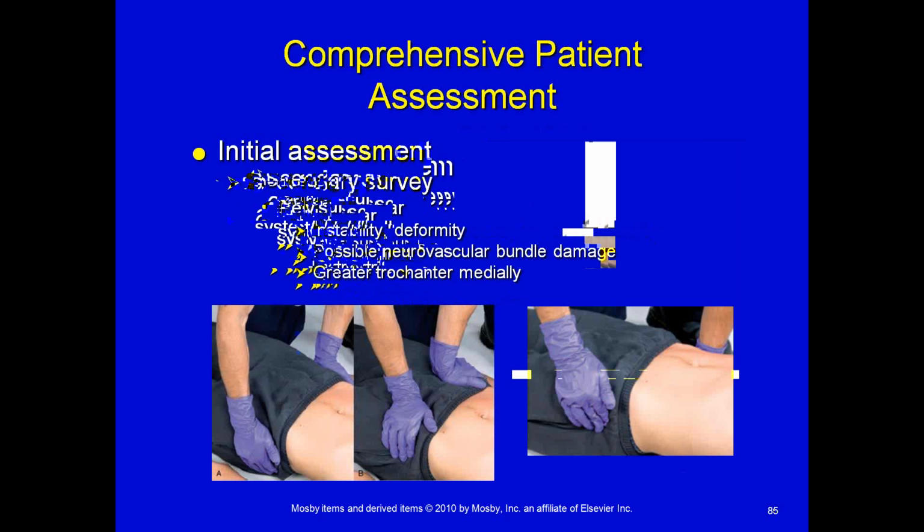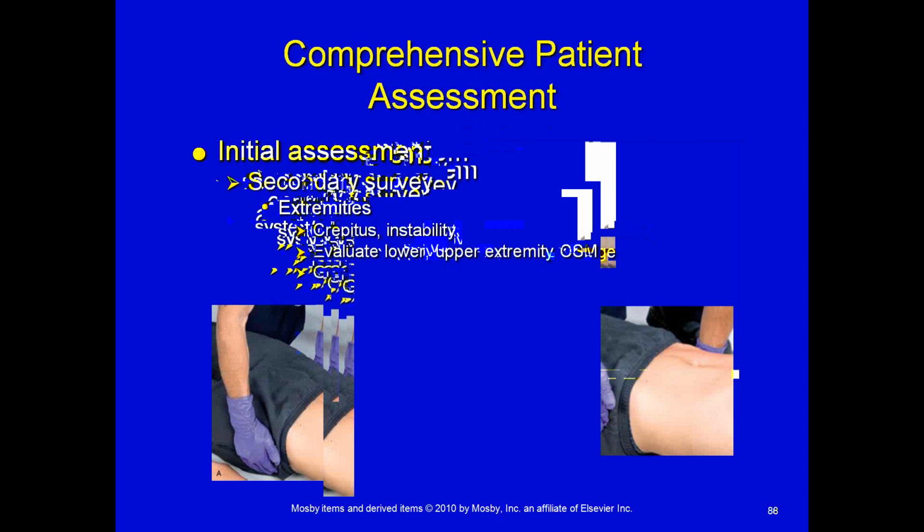Palpate the leg all the way down to the ankle. And when I do a palpation, I offset my hands and I push against each other. I think that's a better way to determine things like crepitus and to feel instability rather than just squeezing the tissue as you go down. Again, the whole reason of assessing the extremities is to look for crepitus, instability of joints, instability of long bones.